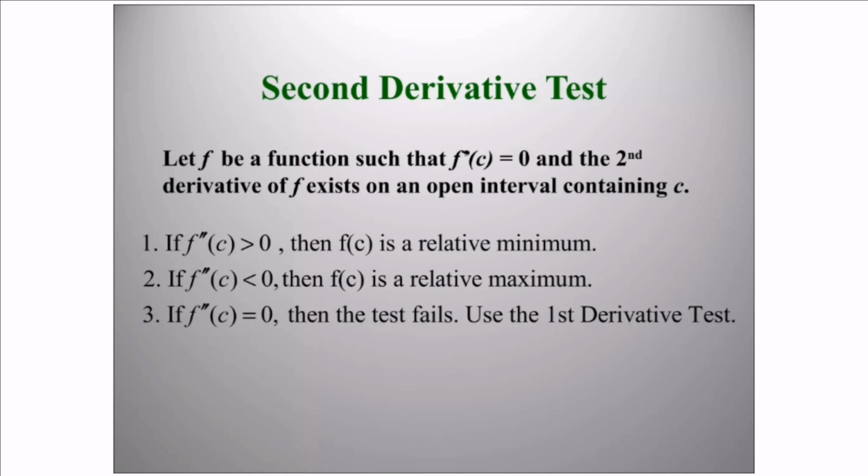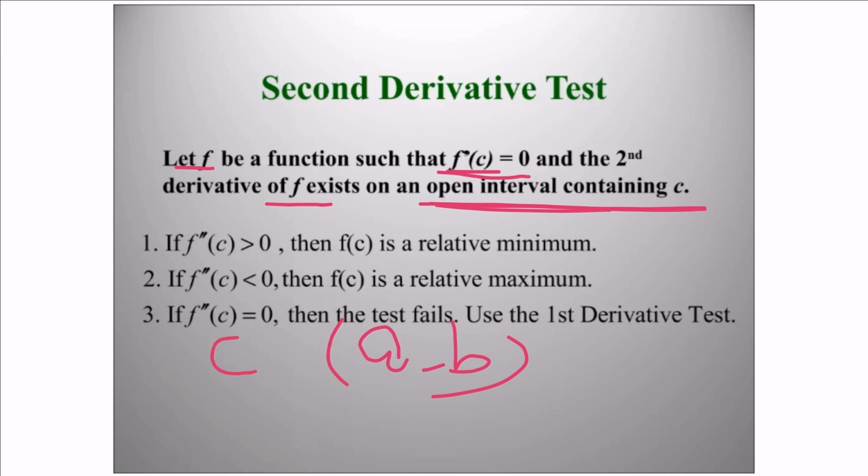Let f be a function such that f dash of c is equal to 0 and the second derivative of f exists on an open interval containing c. Let's suppose the open interval is (a, b) and c belongs to this open interval.